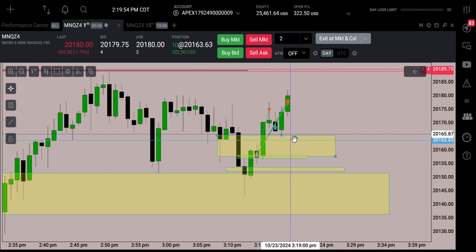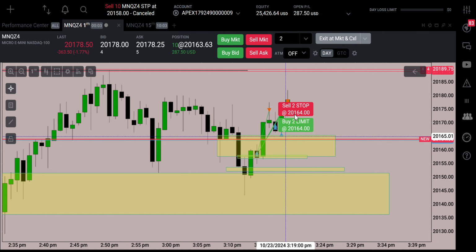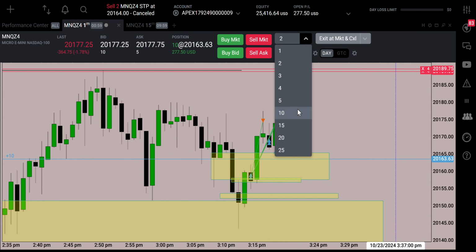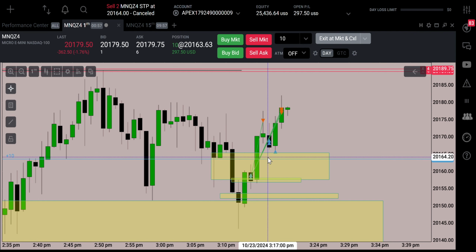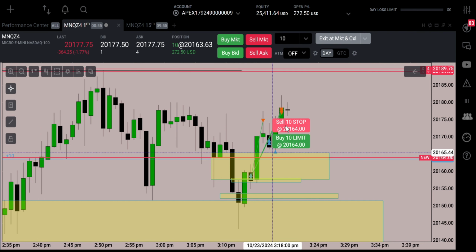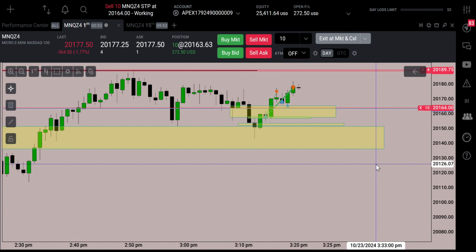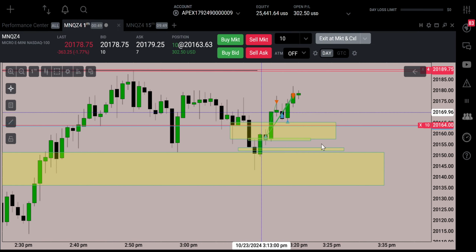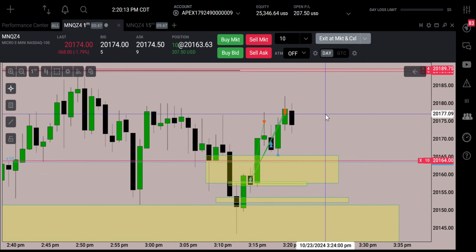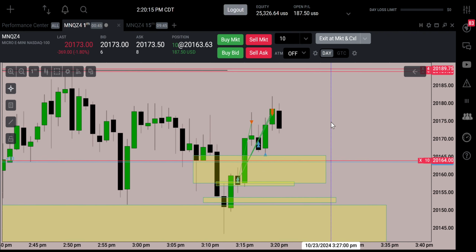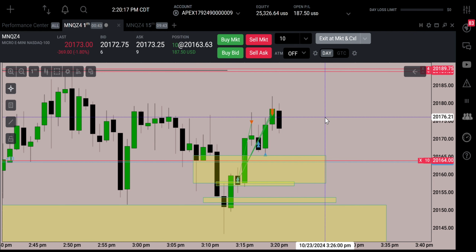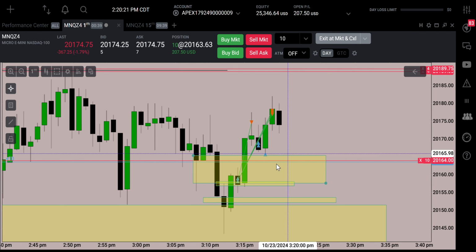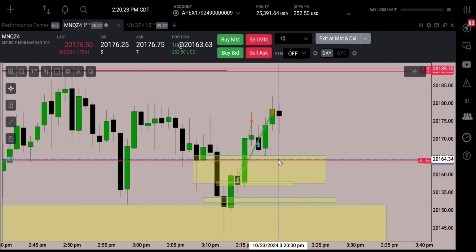So with that being the case, we'll put this here. Oh, not 2, it'll be 10. Put 10 here. And I'd prefer to see us run up, hit this before, and not run back down into this. But it's always possible, and that's why I moved the stop just above it, because I don't want to see that.